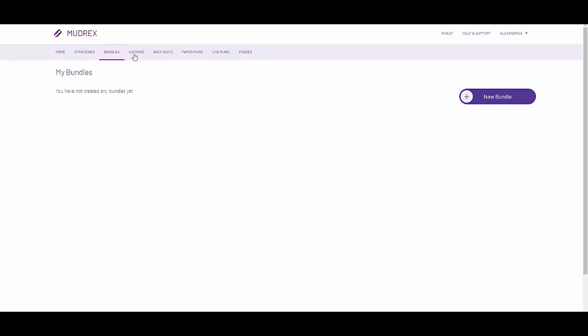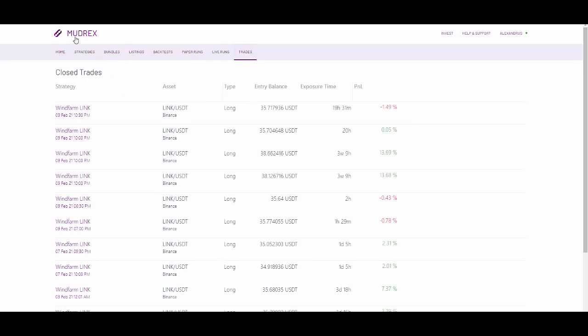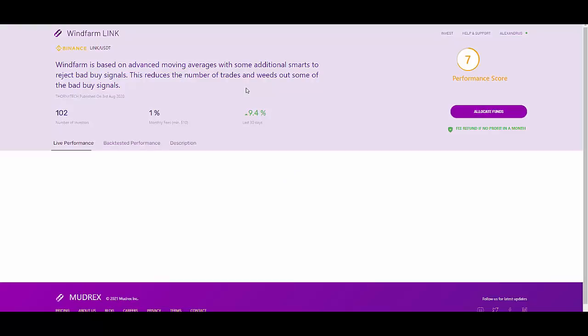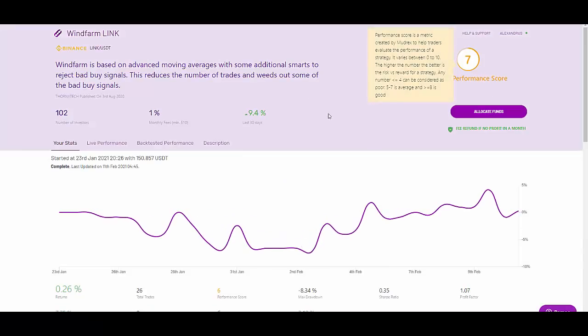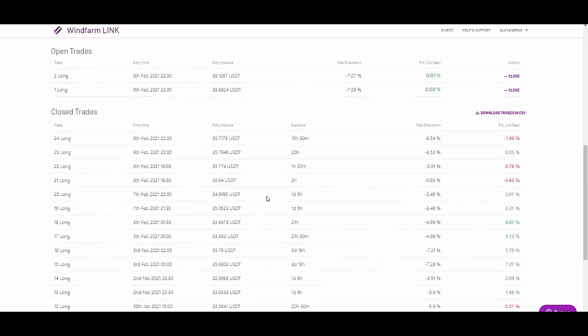Then you have bundles, you have listings, so it's all related to the strategies, kind of. You have your trades, as you can see. I'm also going to show you the trade history on my Binance account. As you can see, I was in that strategy called Wind Farm Link. It has a 7 performance score. Maybe it wasn't the best for the last 30 days, but I was using it actually quite a while ago.